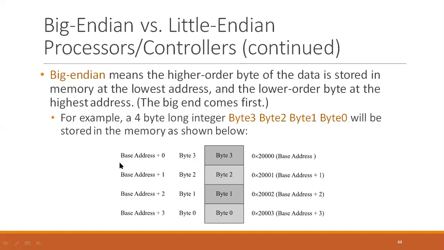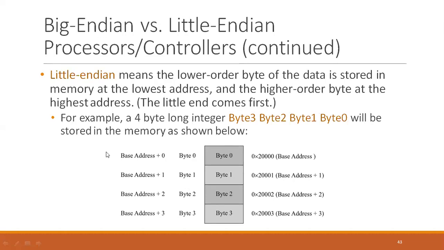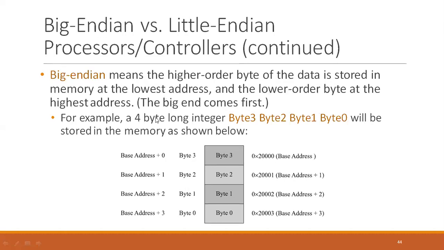So just remember that in case of the little Endian notation, the lower order byte of the data will be stored in the lower memory location, right? Higher order byte will be stored in the higher memory location. Whereas in big Endian, higher order byte will be stored in the lower memory location, whereas lower order byte will be stored in a higher memory location. So that is how you are.